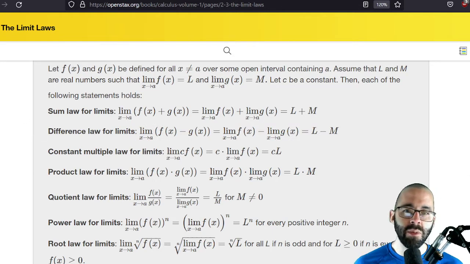Constant multiple. If we multiply a function by a constant, then we can just take that constant out and evaluate the limit.